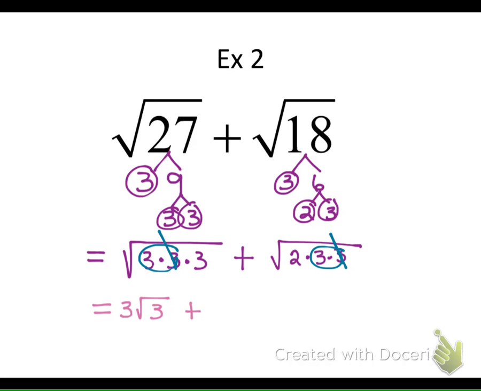So now I'm looking at the square root of 18. The 3 cancels with the square root sign and moves to the what? Outside. And what's stuck on the inside? What's stuck as the radicand? The 2.